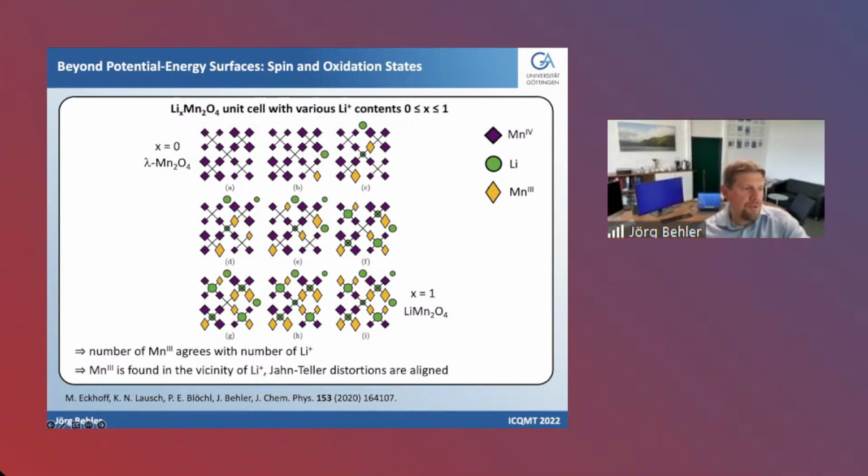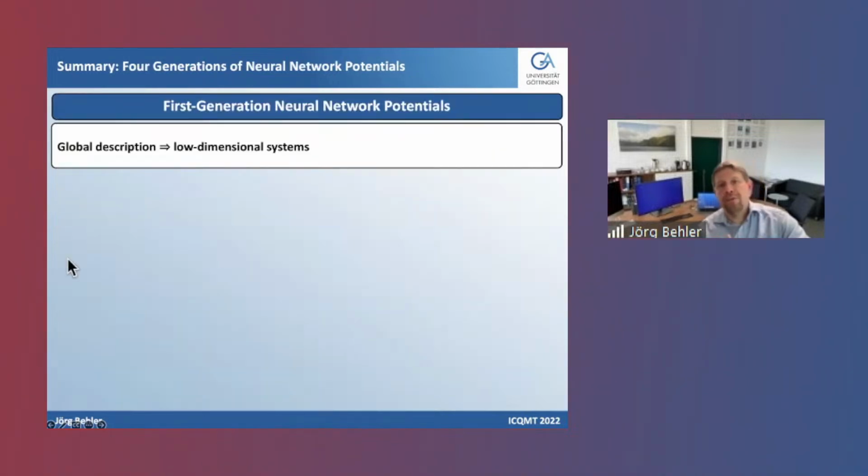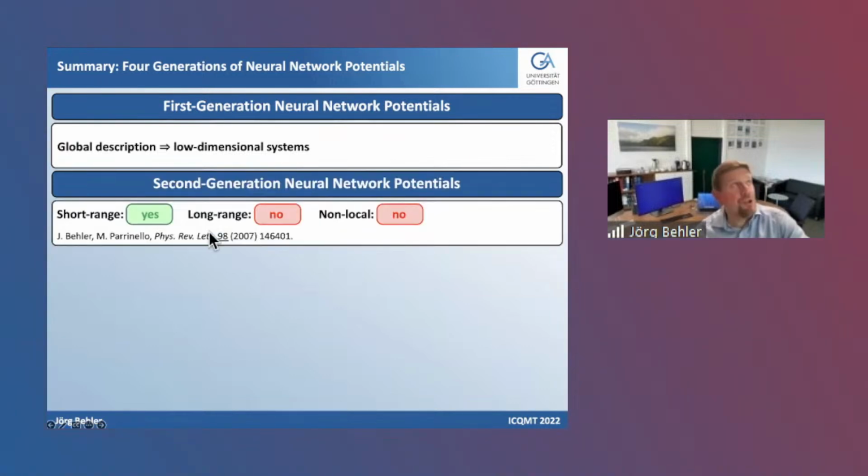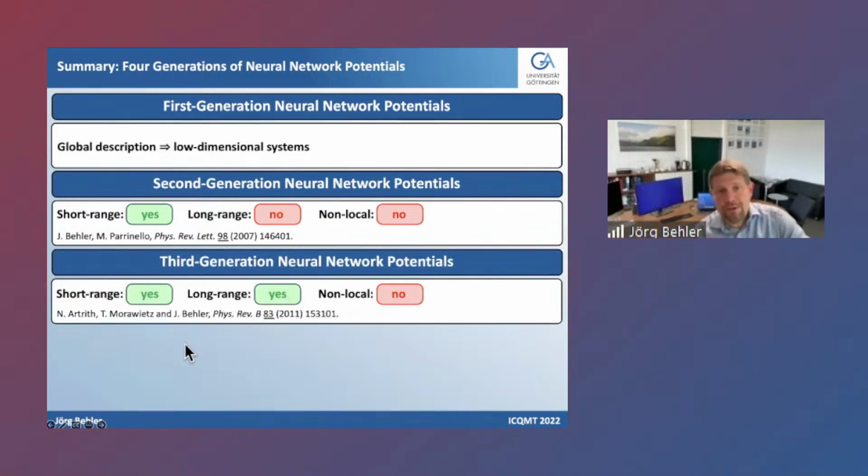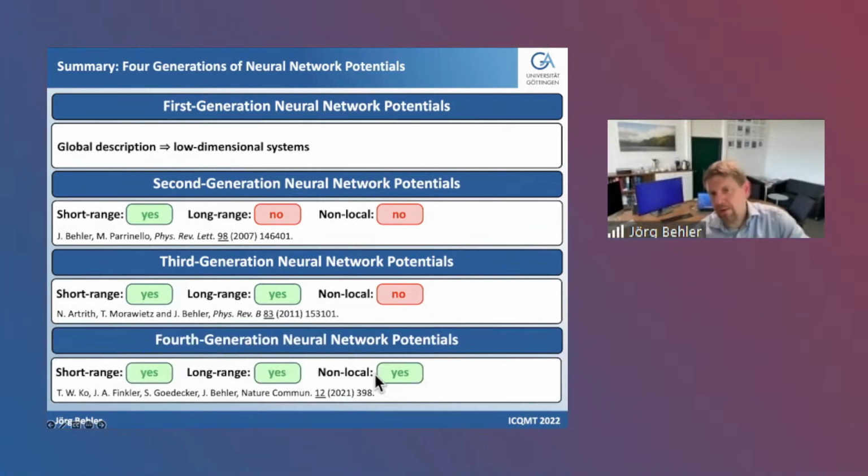So to wrap this up, the first generation of neural network potentials is applicable to low-dimensional systems only. Then the second generation allowed us to extend it to very large systems, making use of short-range energies, making use of the concept of locality of a major part of the atomic interactions. Long-range electrostatic interactions are included in the third generation, and global effects like non-local charge transfer in the fourth generation.